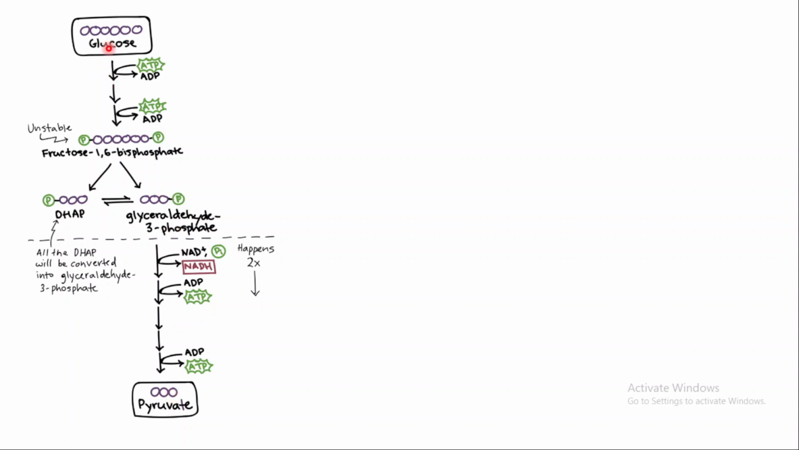So this is the brief overview of how glucose, which is a 6 carbon compound, is first phosphorylated and turned into an unstable fructose 1,6 bisphosphate, which breaks down into 3 carbon phosphorylated compounds glyceraldehyde 3 phosphate, which then leads to production of energy while forming 3 carbon pyruvate, and this happens 2 times, so we get 2 molecules of the 3 carbon compound pyruvate.